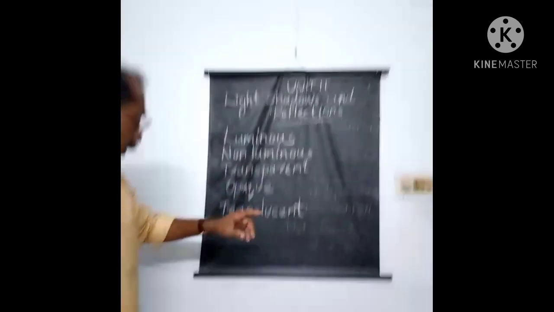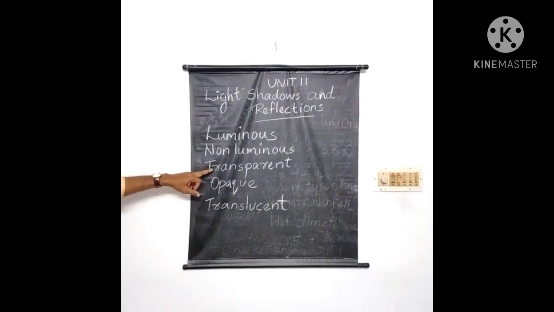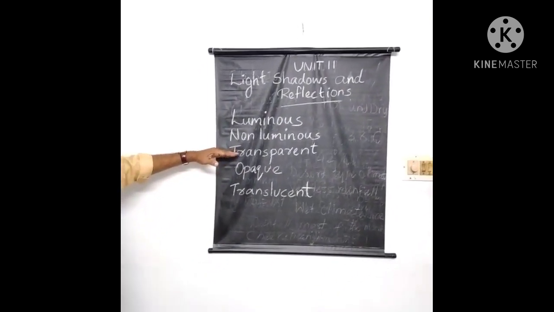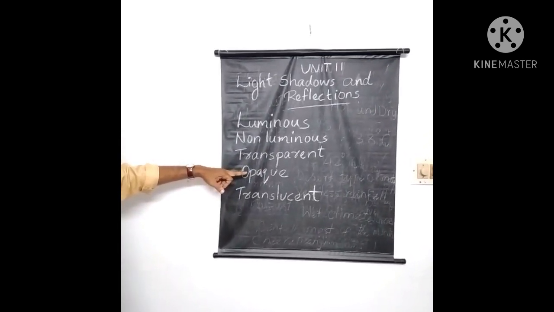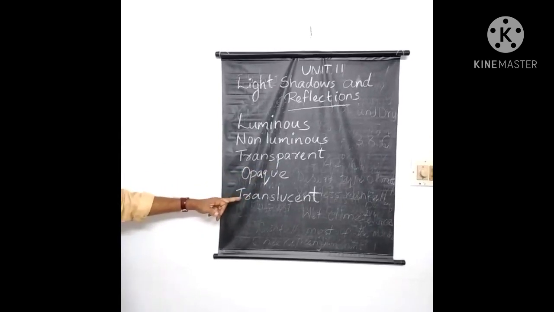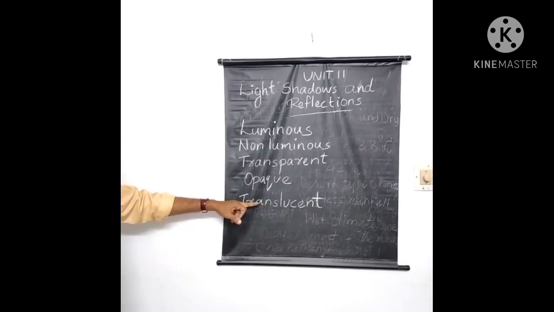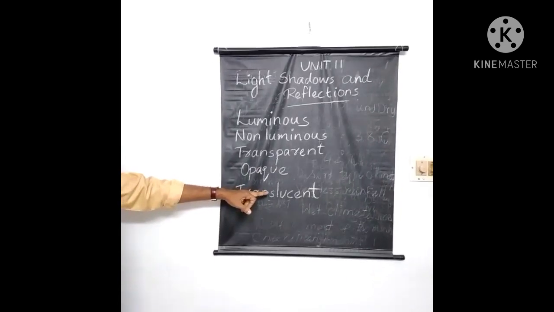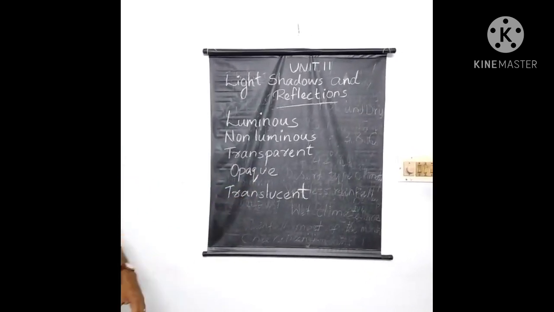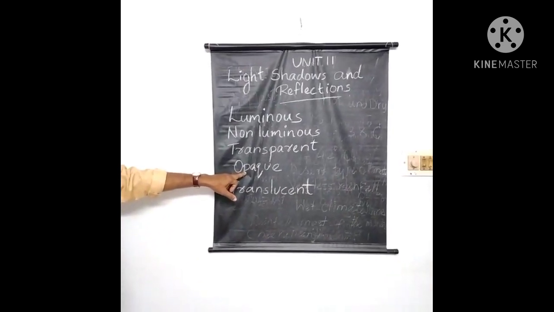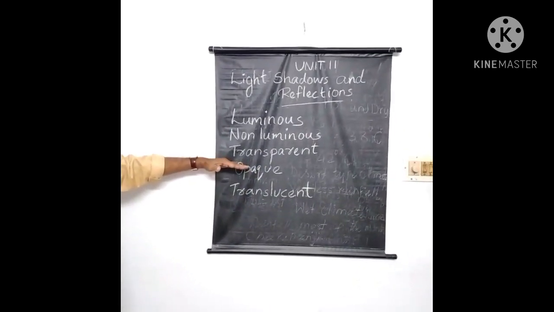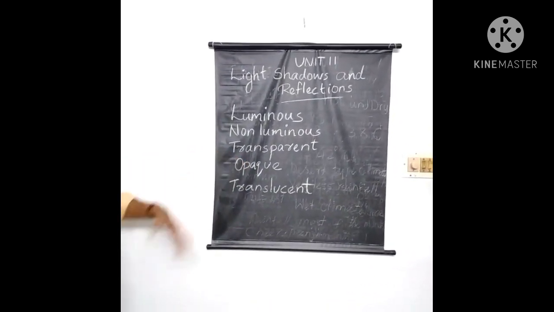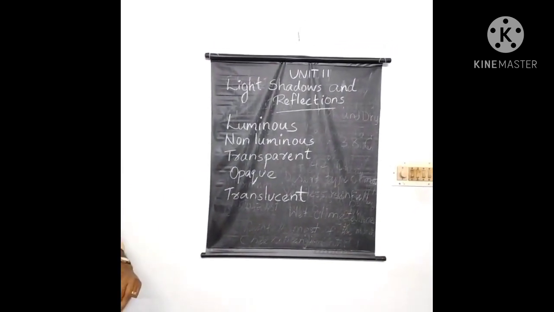Now we have seen three types of objects. Transparent objects are objects that allow light to pass through them. Opaque objects are objects that do not allow light to pass through them. And translucent objects are objects that allow light to pass through them partially. Opaque objects do not allow light to pass through them, and opaque objects are responsible for making shadows. Let us study more about shadows now.